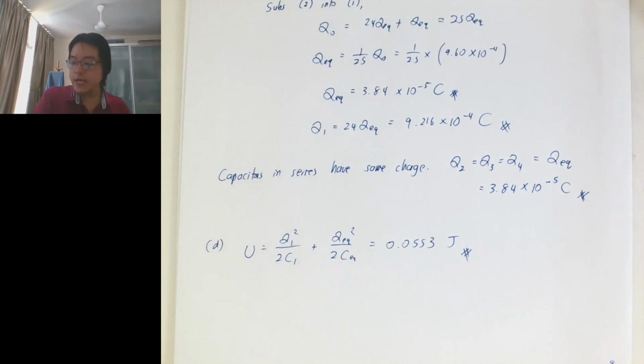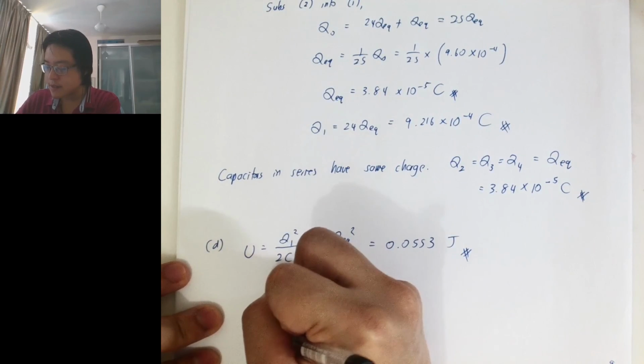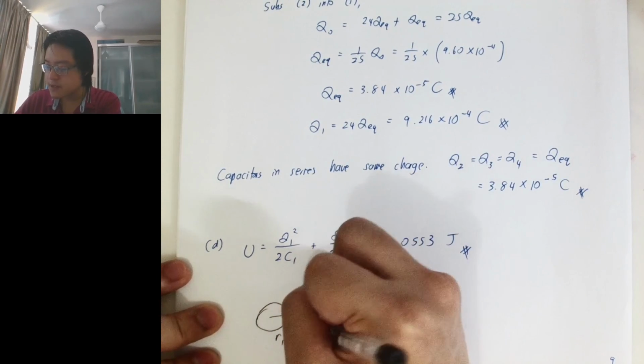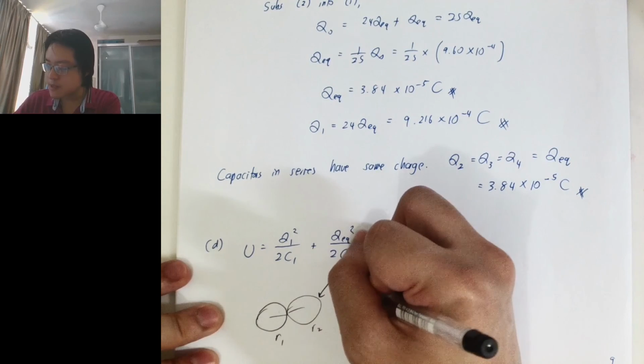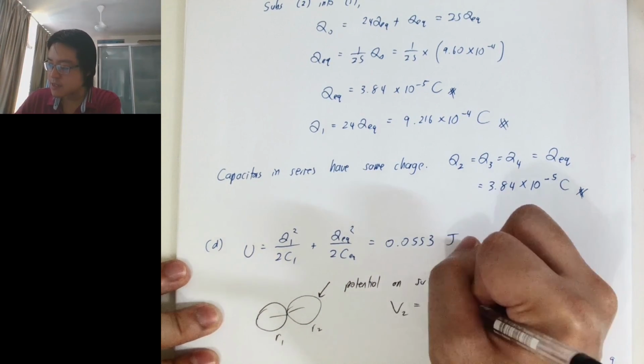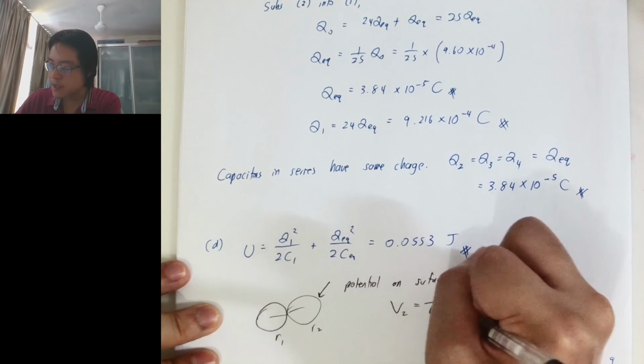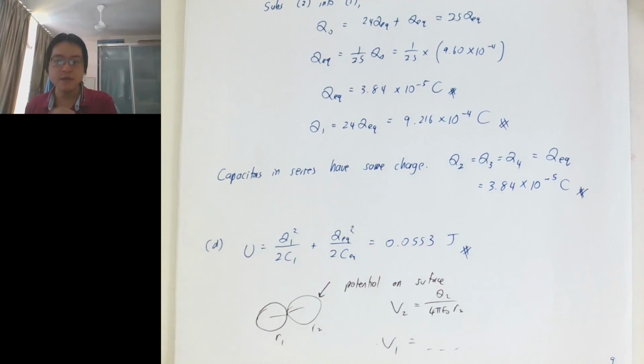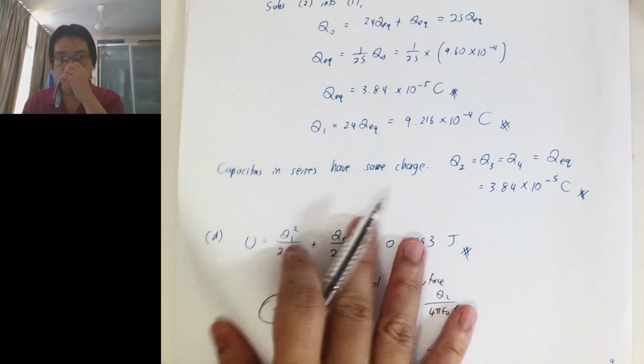So when we were talking about the sphere, the sphere has radius 1, and then another sphere has radius 2. So we can calculate the potential on the surface. V2 is just Q2 over 4 pi epsilon and then radius 2, and V1 is the same thing. Because on the surface of a sphere, you use the spherically symmetric formula. So V1 equals V2. Okay, any other question?